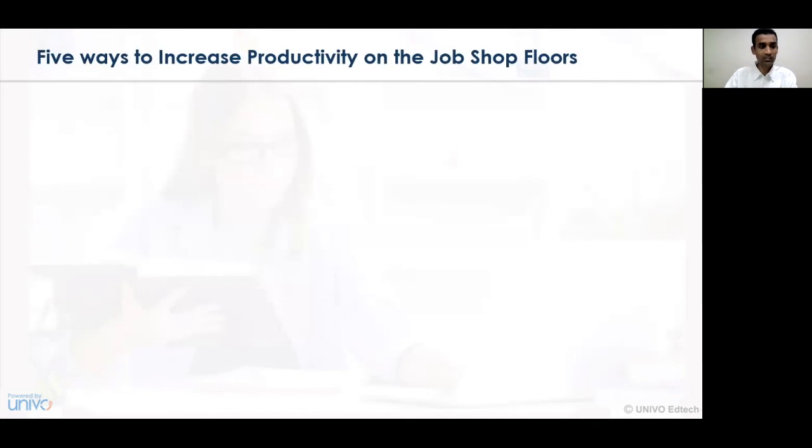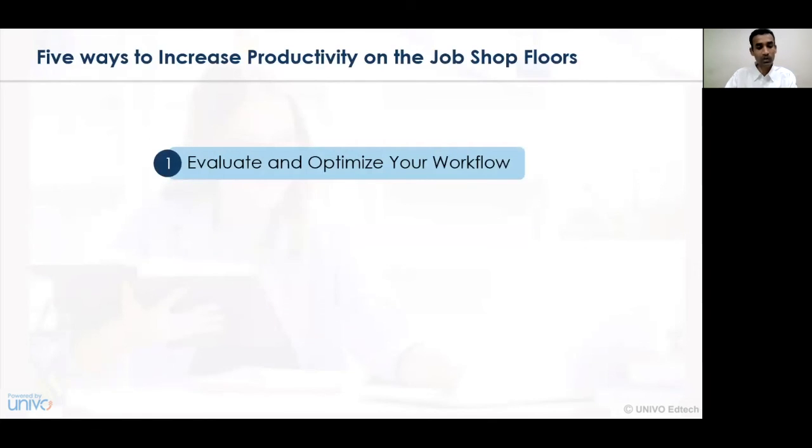Now let's understand the five ways to increase productivity on the job shop floor. Number 1, evaluating and optimizing the workflow. Initially, whatever work has been undertaken or is going to be undertaken should be evaluated in a proper sequential way. It should be understood very clearly, and accordingly optimizing those activities needs to be taken into account.